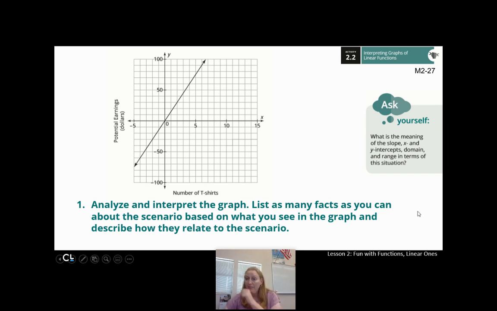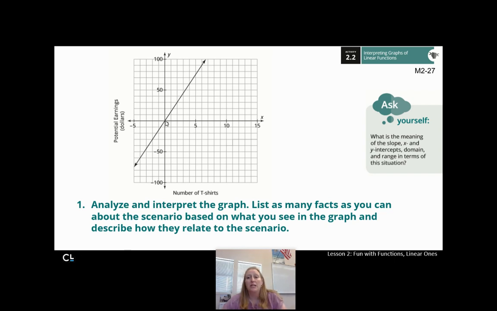You'll notice there were some hints off to the side, like what does the slope mean in this situation? What does the x-intercept tell you about the situation? The y-intercept, the range, the domain. What do these things that you know about graphs tell you about the situation? So I had a few thoughts on this. I noticed that my x and y-intercept were both sitting here at 0.